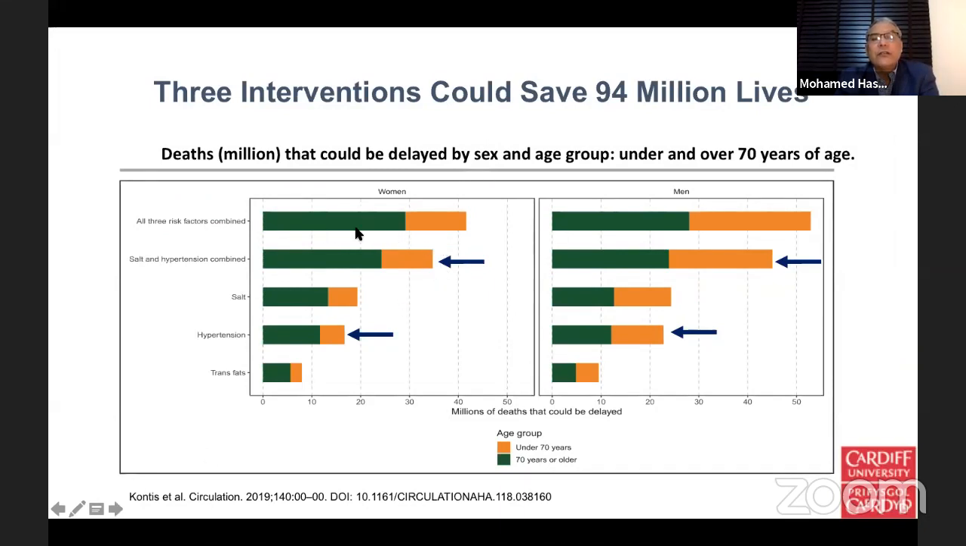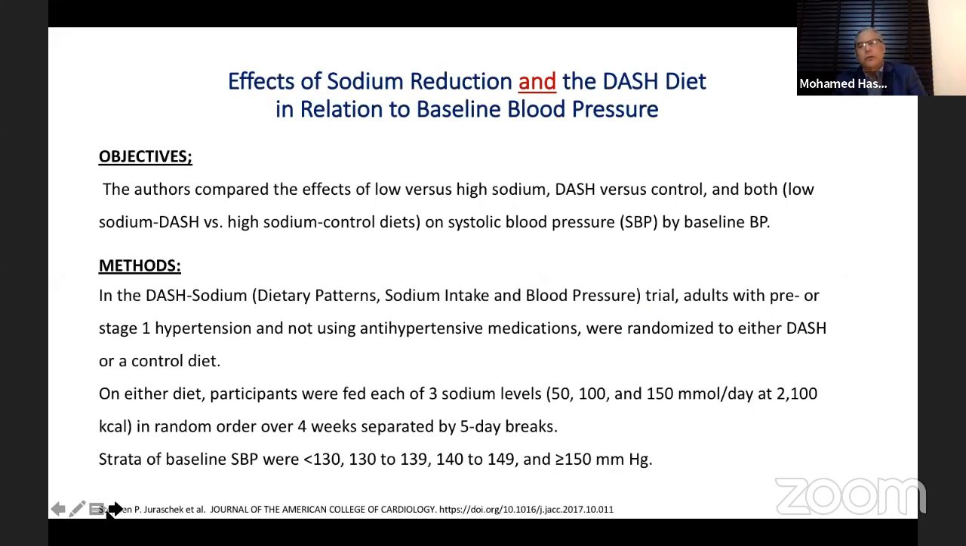Here is the information. If you do the 3 together, you reduce mortality in women by 42 million and in men by 53 million. If you look into salt and antihypertensives, that's about 35 million in women and 45 million in men. This is the interesting point. Salt reduction by 30% is equivalent in mortality reduction to accessibility of antihypertensives across the globe for 70% of the population with high blood pressure, whether that is in men or in women, as you can see here. So salt reduction is very, very important.